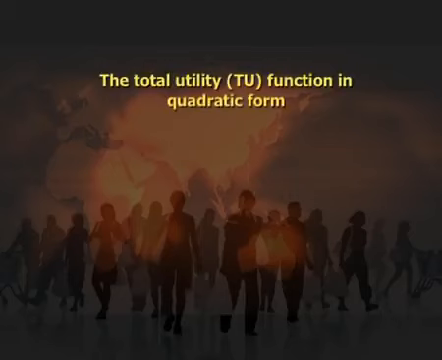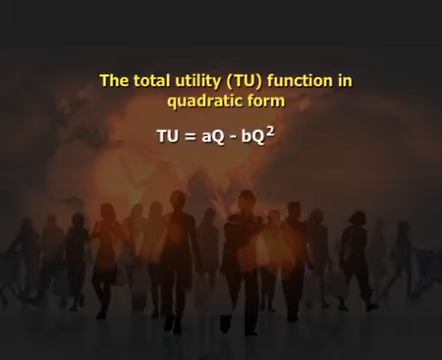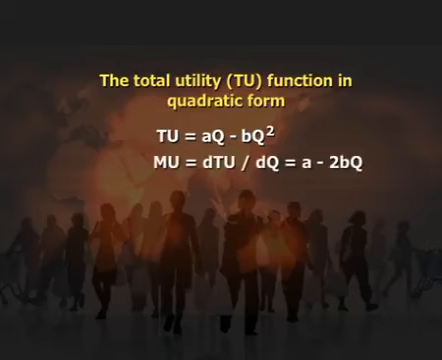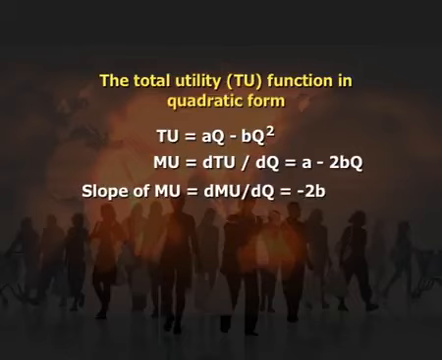will decrease. The total utility function TU in quadratic form is written as TU = aQ - bQ², MU = dTU/dQ = a - 2bQ. Slope of MU = dMU/dQ = -2b, that is, we are differentiating here. By taking the successive values of Q, the relationship between MU and TU is presented in table number 2.